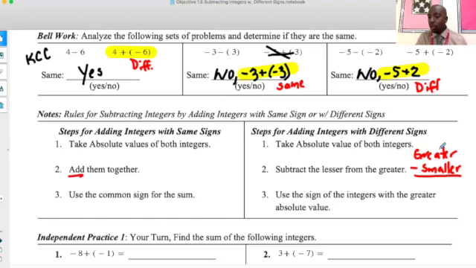So if you know the greater number here, what was its original sign? For example, if we look at the third bell work, that -5 would have become a +5 with absolute value. But because the absolute value of 5 is bigger than 2, I know I'm going to use the original sign, which was a negative. So my answer here would have been negative, okay?